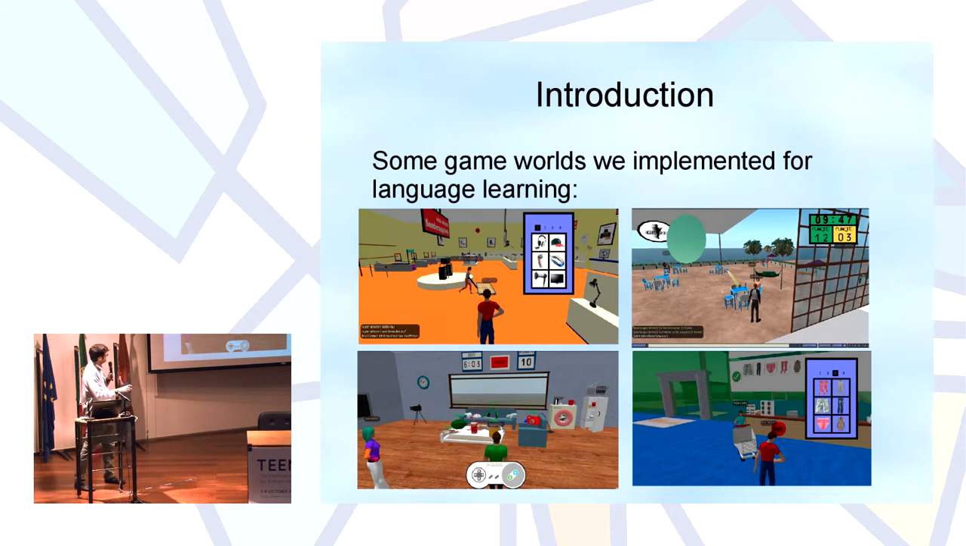These are four examples of virtual worlds we have created. This is a Saturn shop, like the MediaMarkt shop, where you have technology to buy. This is a waiter that has to bring the drinks and food that people order. This is a study room I showed yesterday, and this is a Mango, a clothes shop. These are four virtual worlds we are using for German language learning.